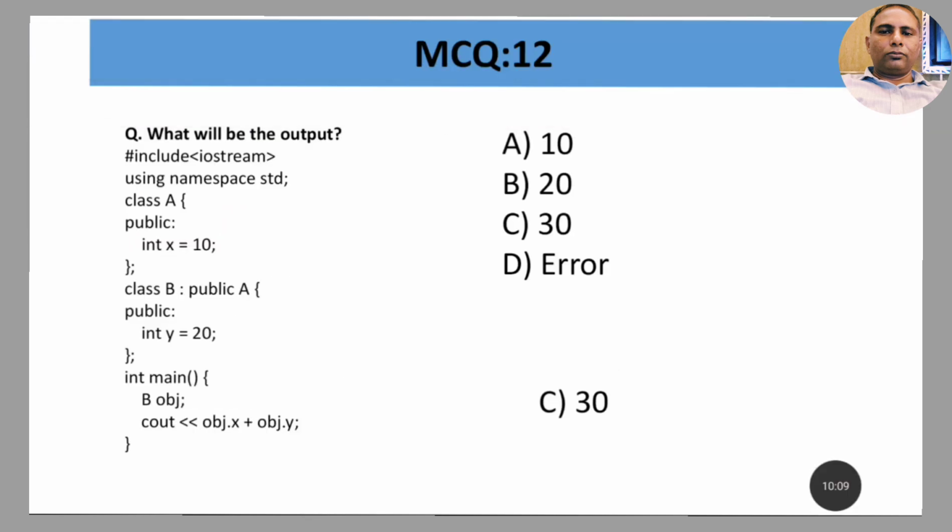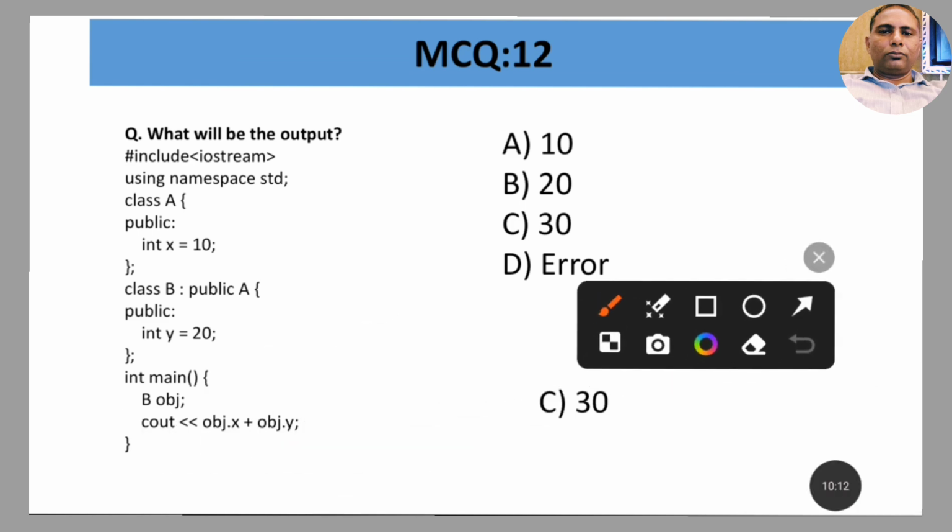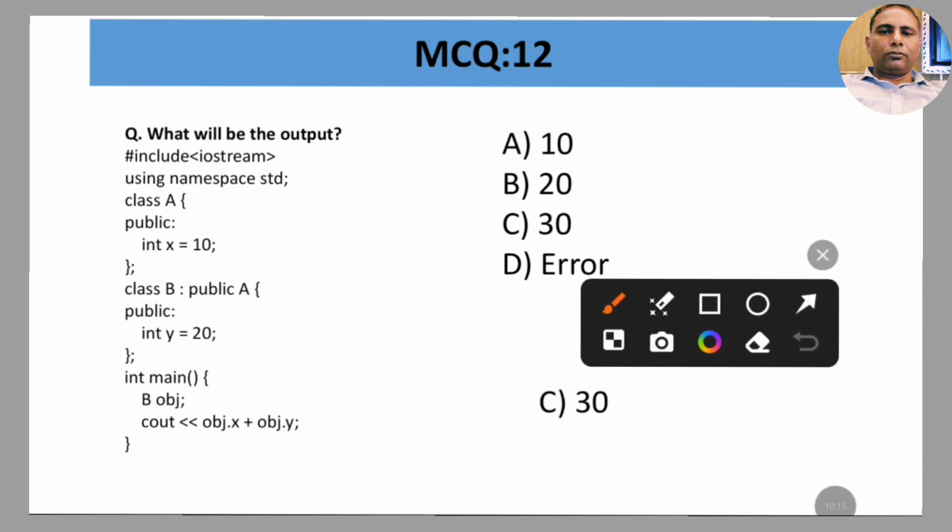Now the next question is, what will be the output? We write #include iostream, using namespace std. We have made one class A. In the class, we have the variable x equal to 10. We have inherited class B from A, and we have y equal to 20. Then we have made one object of class B, and we want the output of object dot x, object dot y.